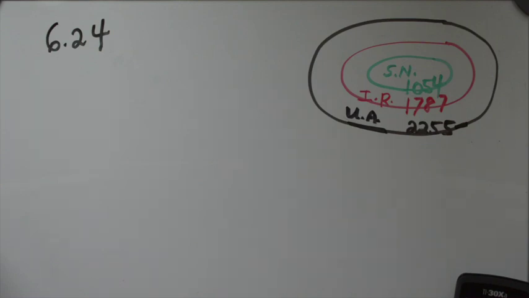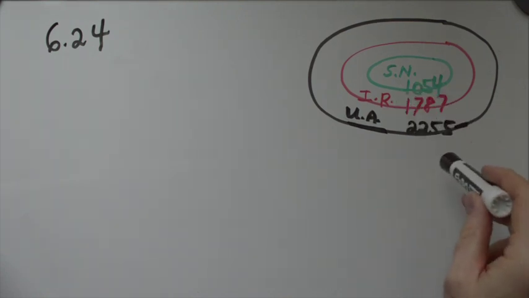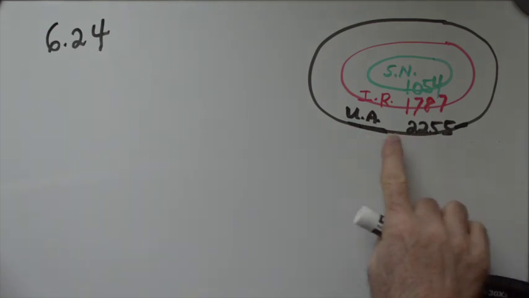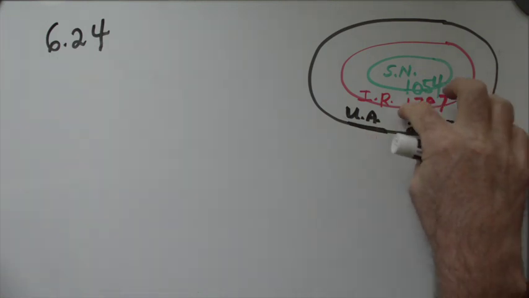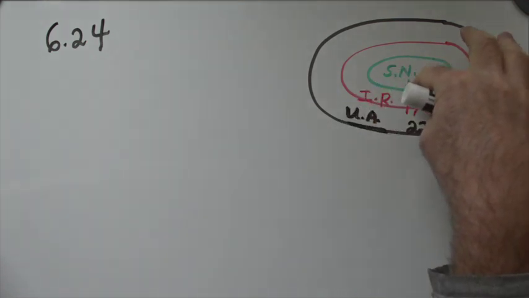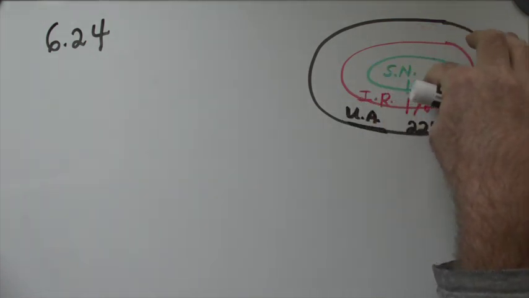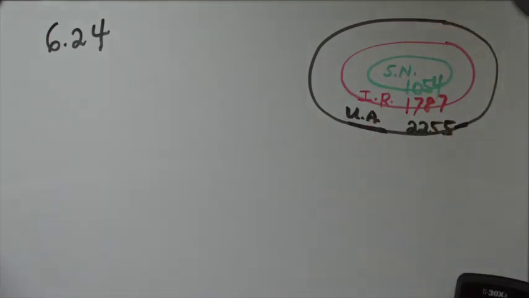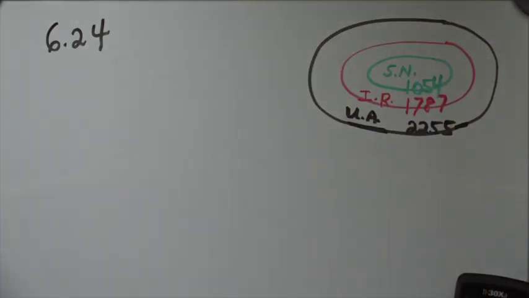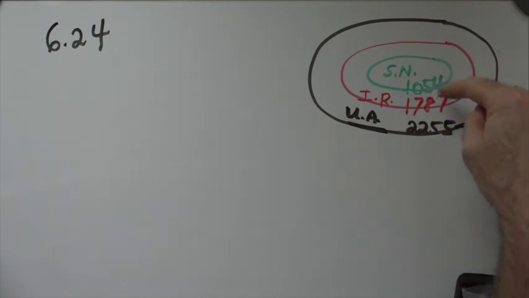All right, so the last problem we're going to work from this section on confidence intervals is problem 6.24. I've put this Venn diagram to the side to remind us how all these numbers are connected. The sample was 2,255 U.S. adults, 1,787 of them use the internet regularly, and within that group, there were 1,054 who used social networking. That helps us keep track of the numbers, because as we work from problem 1 to 2 to 3, we're going to be looking at different proportions within this.